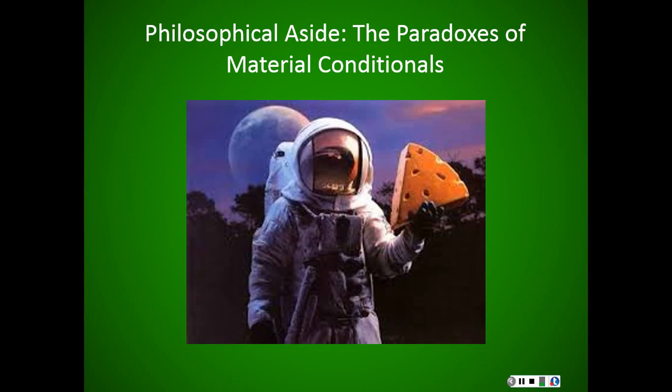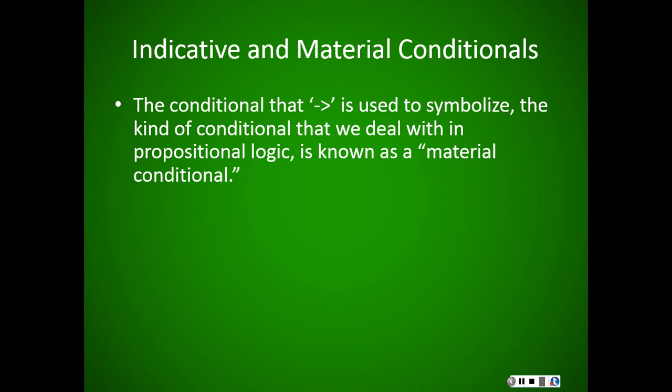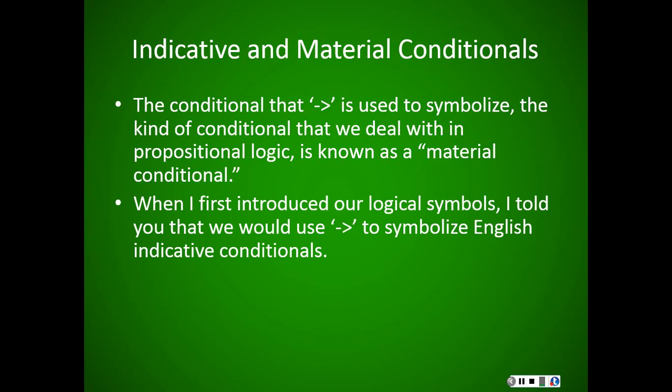In the last lecture, I gave the truth table for arrow, but that truth table actually has some fairly strange consequences that we need to discuss. So the conditional that arrow is used to symbolize, the kind of conditional that we deal with in propositional logic, is known as a material conditional.